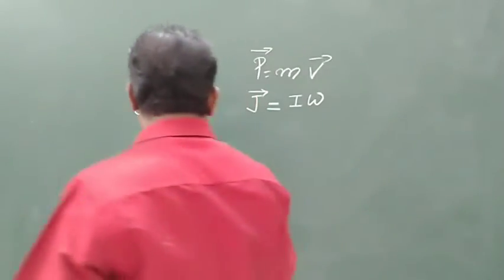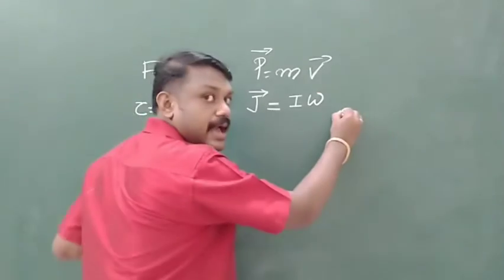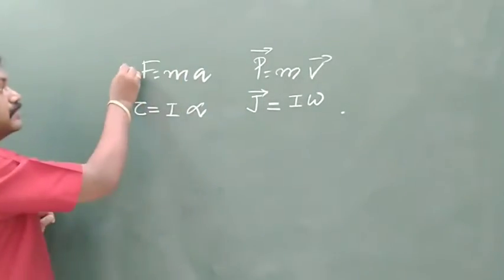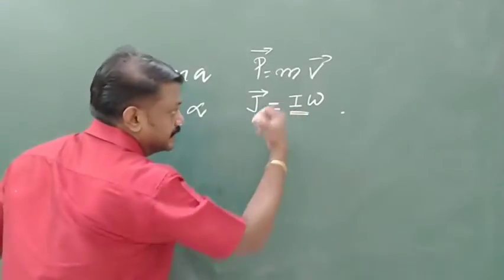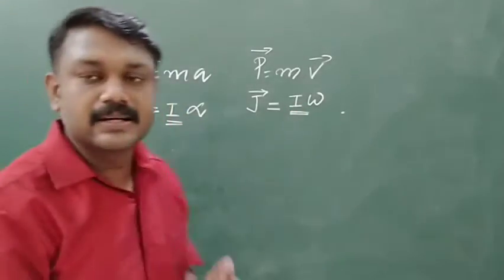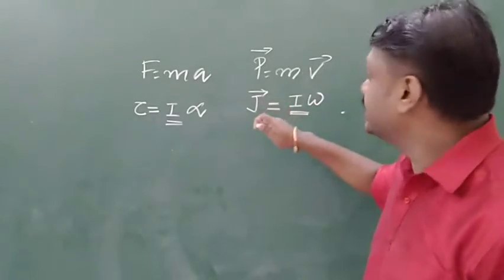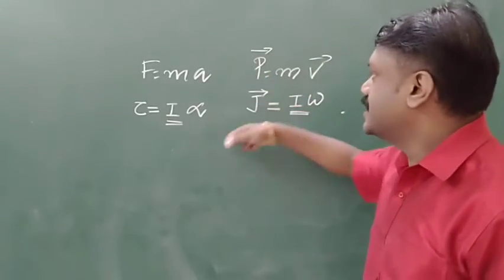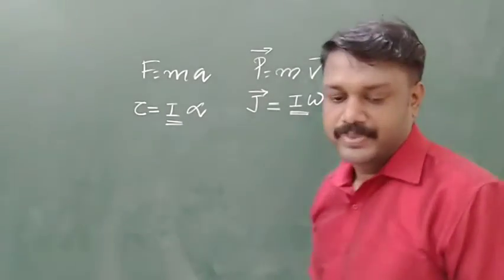So this is the relation between linear momentum and angular momentum, and this is the relation between force and torque in terms of moment of inertia. That is important. In terms of moment of inertia, we are defining an equation between P and J, and F and tau.